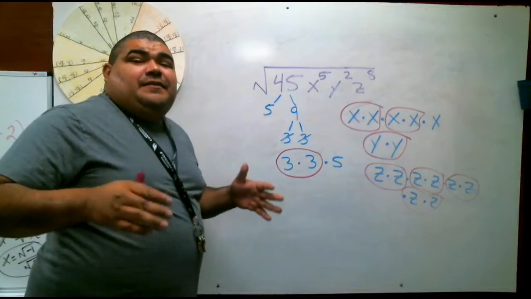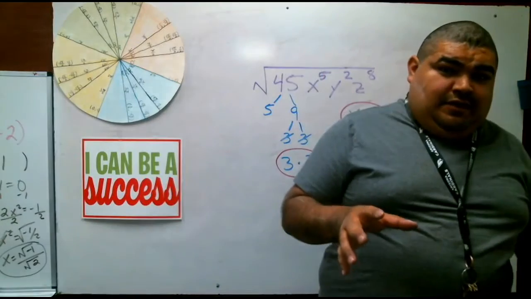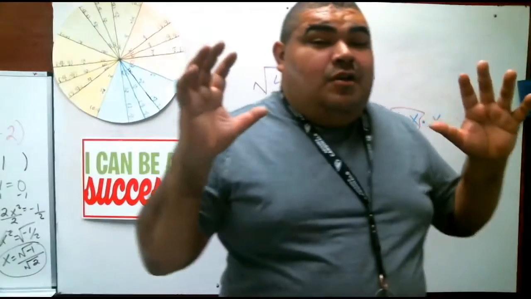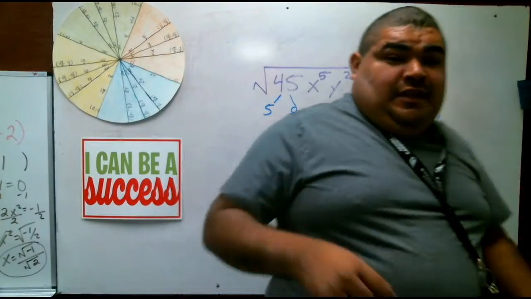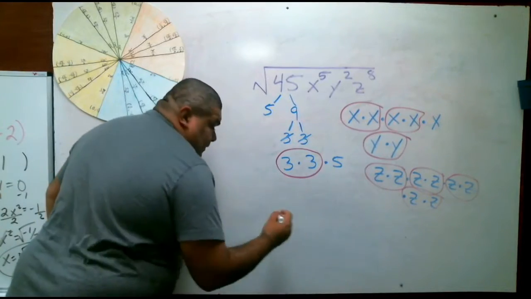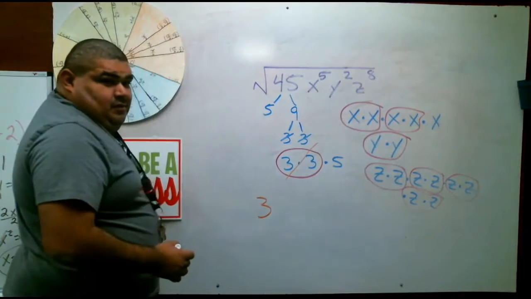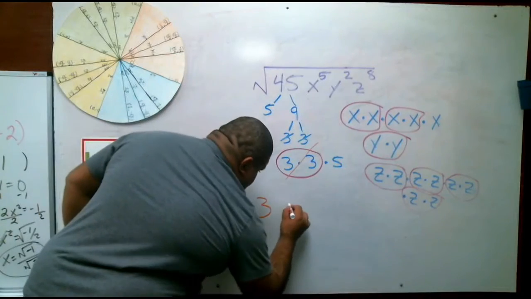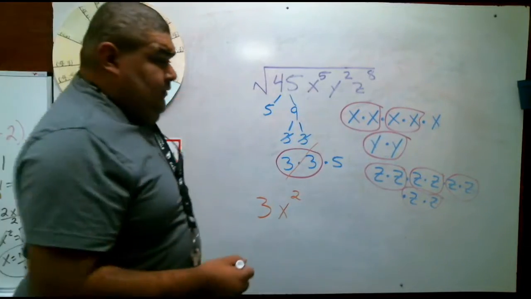Now that we identified how many pairs we have, everything that has a pair, okay, or is in a group, in case you have threes or fours or whatever's in that group, you write on the outside of the radical. So you have a pair of threes, so we can say our answer is 3. All right, we use the threes. We have 2 pairs of x's, so we can say x squared, because there's 2 pairs.